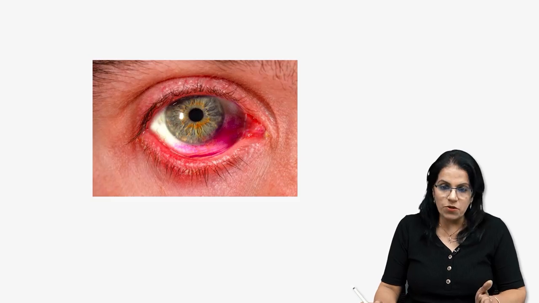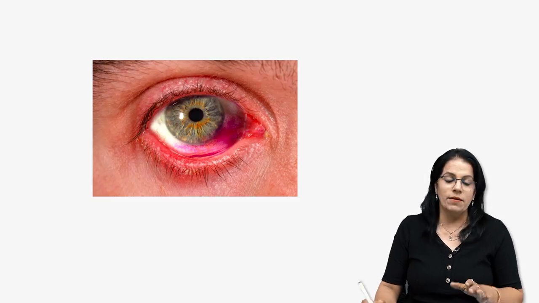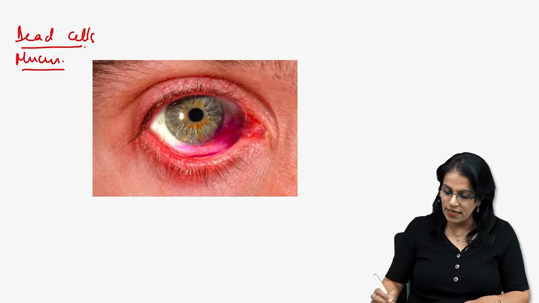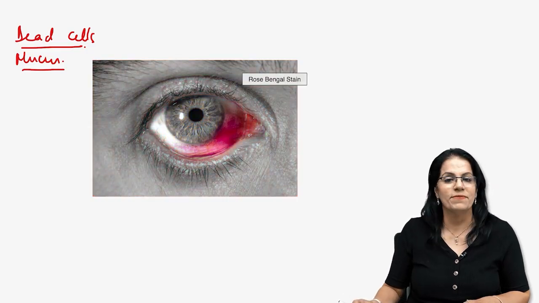What is the next investigation I can do, of course, is staining. So, we have learned that rose bengal and lissamine stain dead cells and mucus. Right. So, in dry eye, it will stain the dried up dead cells and mucus. This is your rose bengal staining.